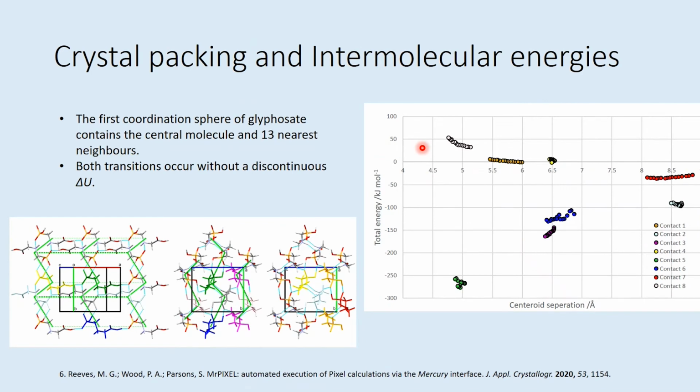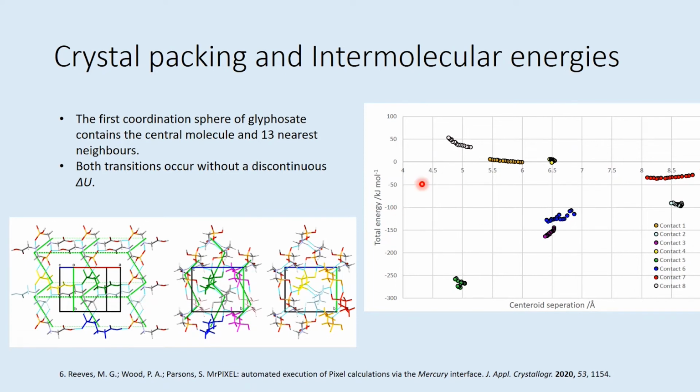So we then went on to look at our intramolecular energies, and I'm going to speed up a little bit here because I'm running a little bit short on time, but essentially the key thing to take away from this plot is there are a number of interesting things you can get from this pixel plot. So this is just a plot of the energies of the contacts within the first coordination sphere of the glyphosate molecule. So as you can see here, there's 13 in the nearest neighbors to the central molecule.